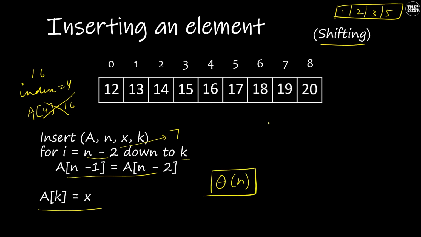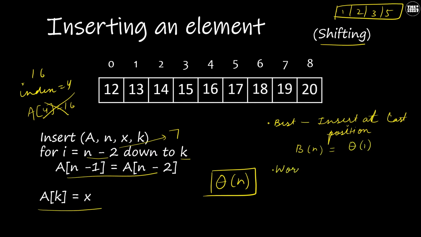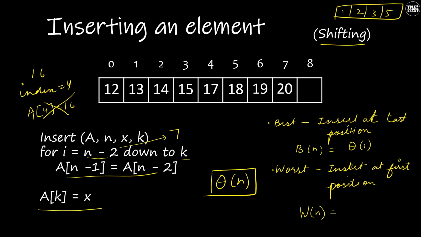The best case for inserting an element is when we have to insert an element at the last position, because then we do not have to shift any elements. The time complexity of the best case is given by theta of 1. The worst case would be when we have to insert an element at the first position. The time complexity in such a case is given by theta of n.